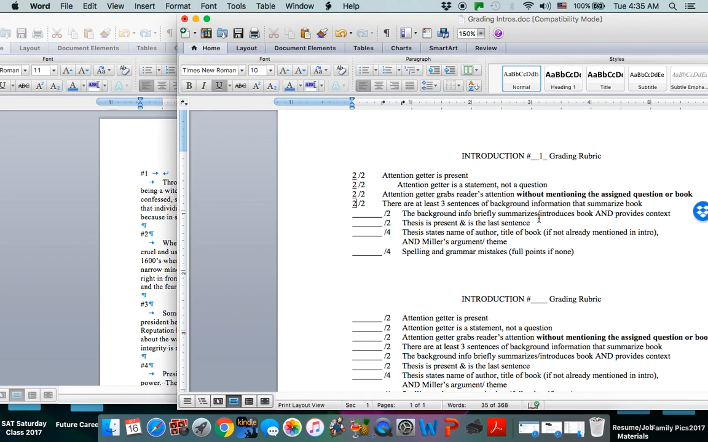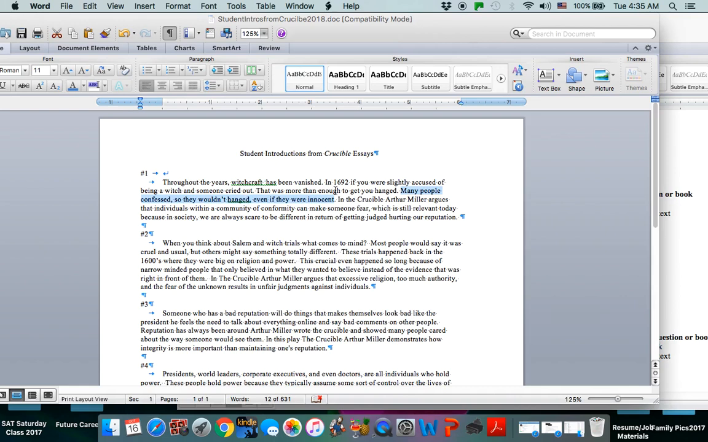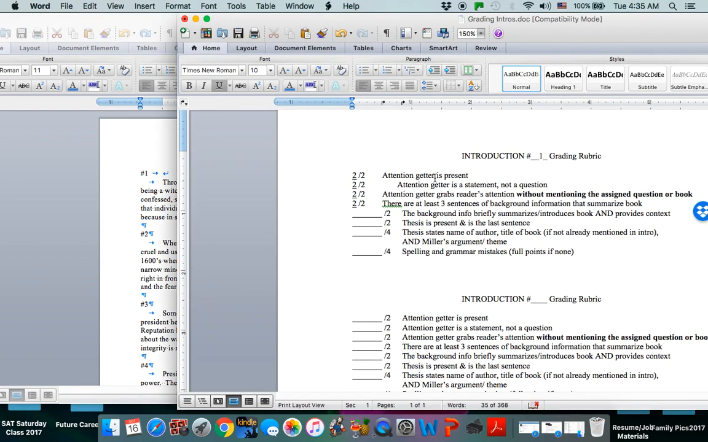Does the background info briefly summarize or introduce the book and provide context? Context tells me what's going on. It doesn't tell me about the book, but it tells me about the Salem witch trials a little bit. So I don't know, what do you guys think there? 1, 2, 1.5. All right.